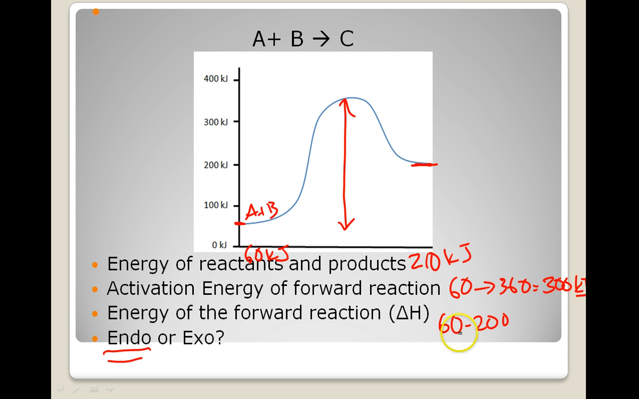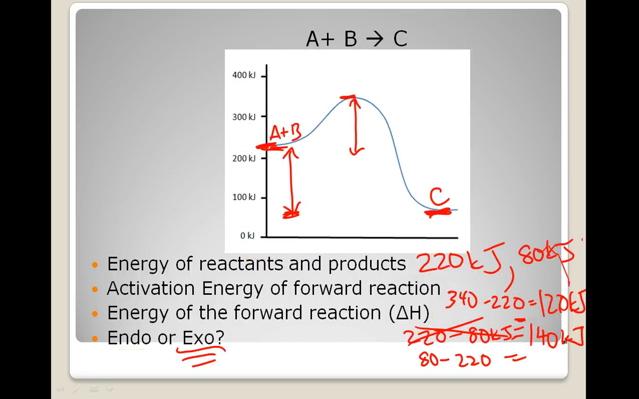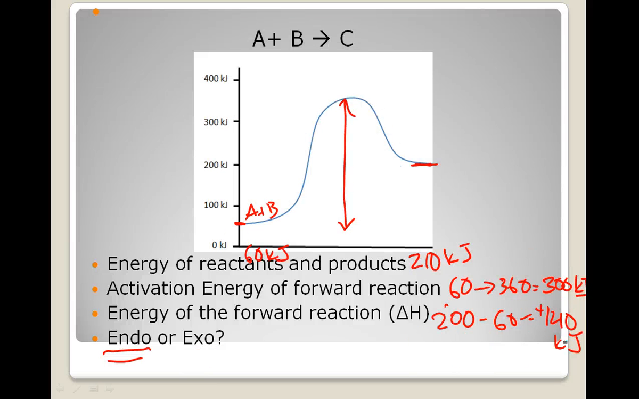And again, I kind of mess that up. I should do 200 minus 60. So, in this case, I have positive 140 kilojoules. Okay? In this case, it is a positive heat that is an endothermic reaction. So again, notice the difference here. There's exothermic, drops lower. Here's endothermic, ends up higher.